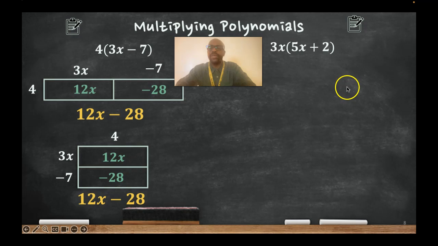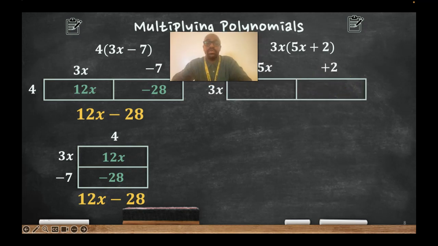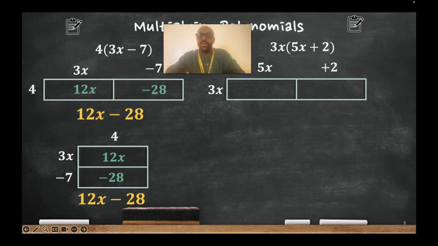Now what happens if I have 3x times 5x plus 2? The structure is actually going to look the same, because 3x is still a one-term polynomial, which is a monomial, and 5x plus 2 is a binomial. So I'll have two boxes at the top. And it doesn't matter if you flip it this way as well.